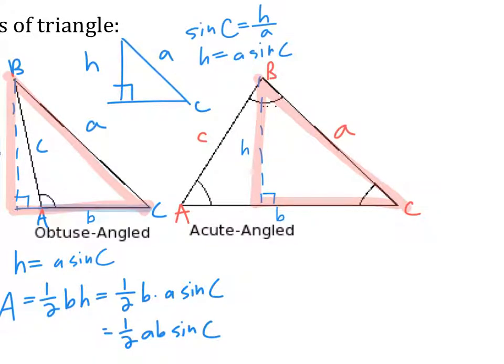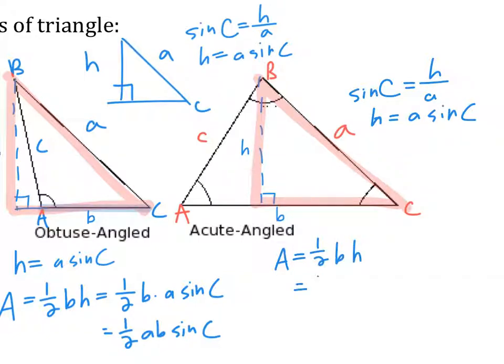H over A. Okay, so it's the same thing. Yes, it is the same thing. Sine C is equal to H over A. So H is equal to A sine C. So again, area is 1/2 base times height, and again, height is A sine C. So then this is 1/2 AB sine C.